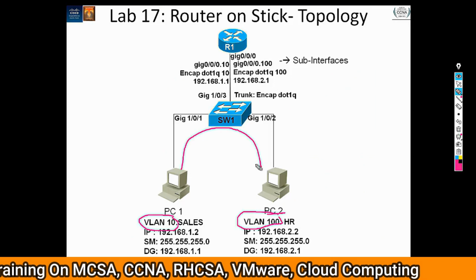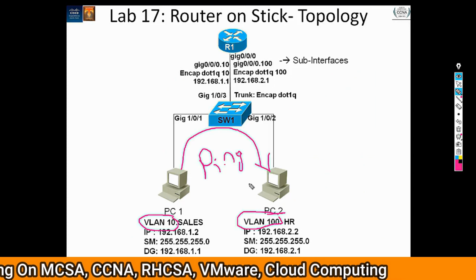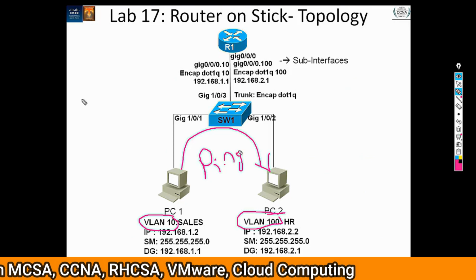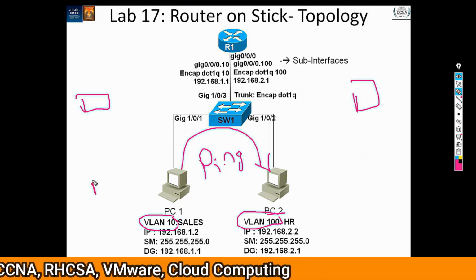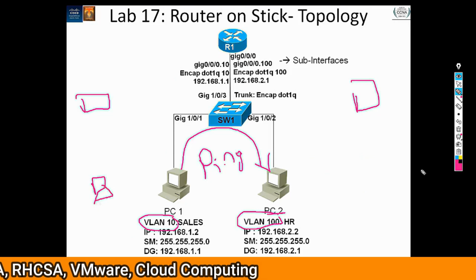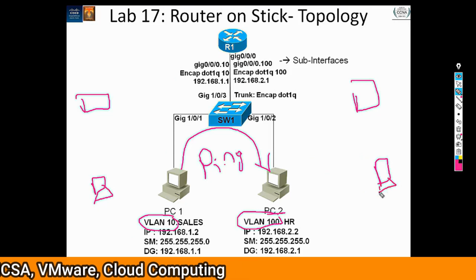Can they both ping together? Think like this: PC1 is connected to one switch, and there is another switch here with one PC connected to it. There is no connectivity between these two switches. Understand? Can they talk to each other? No.